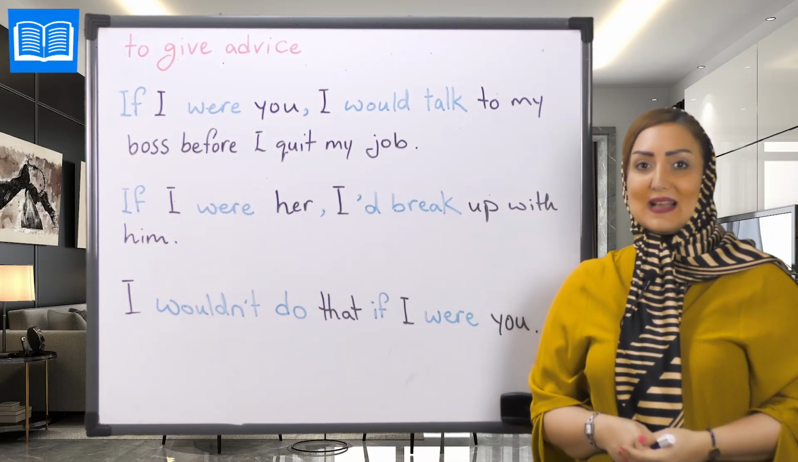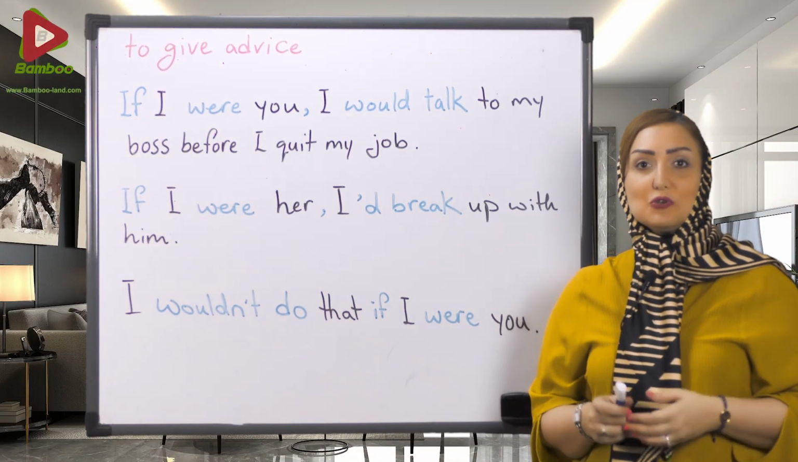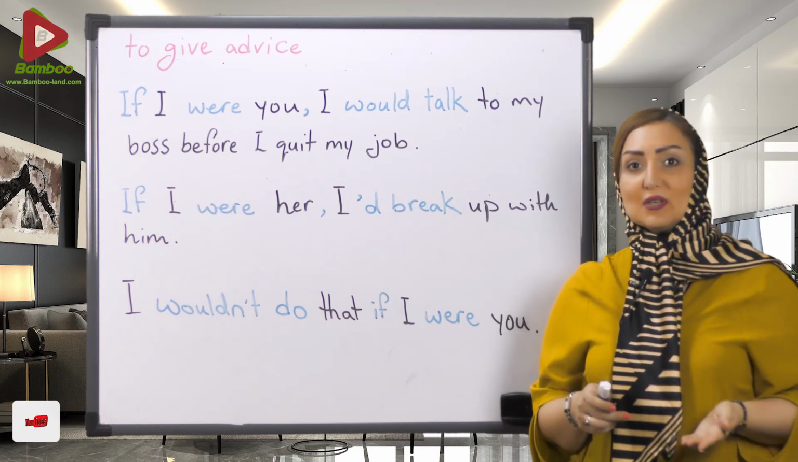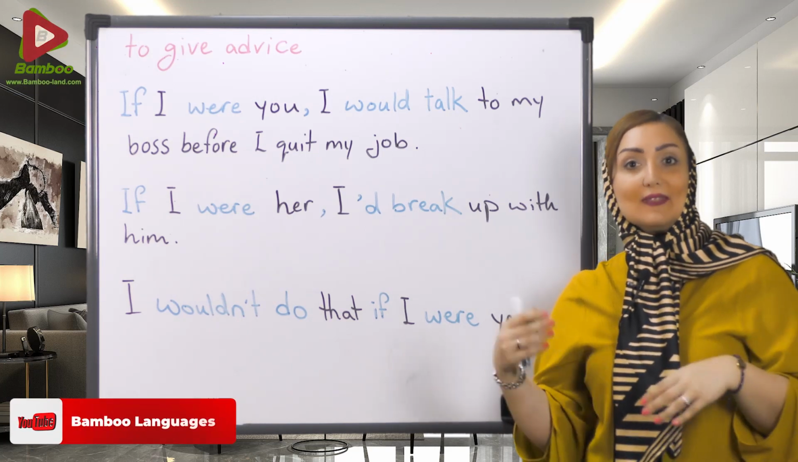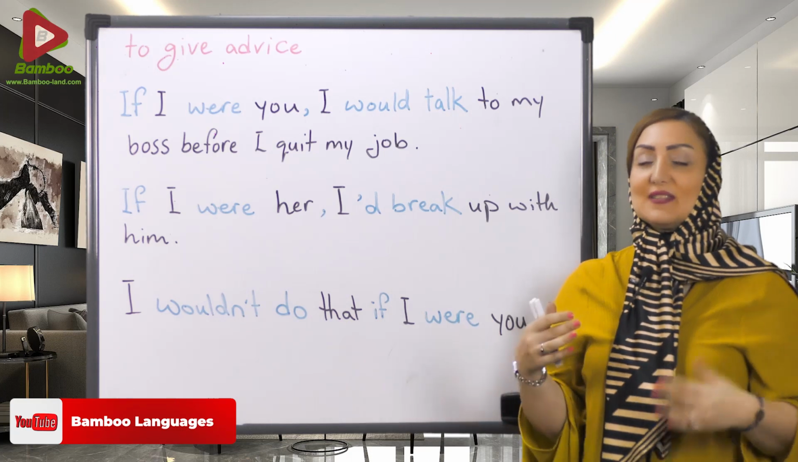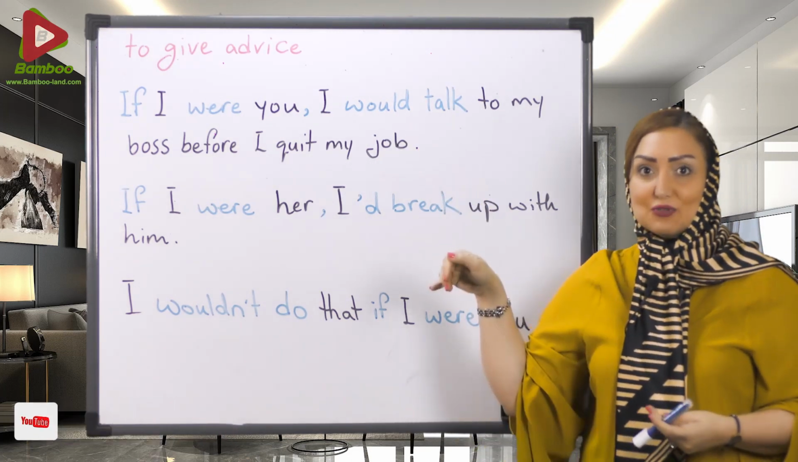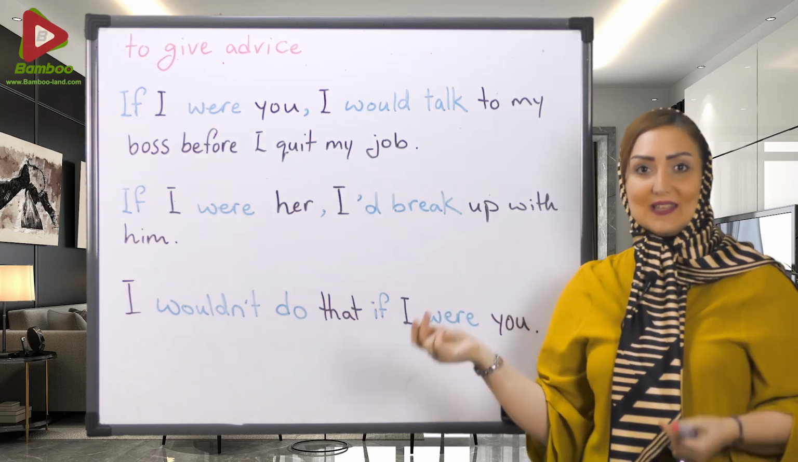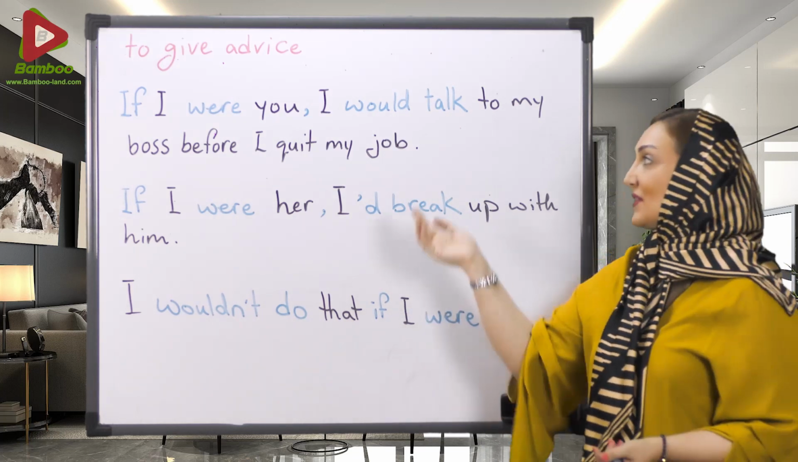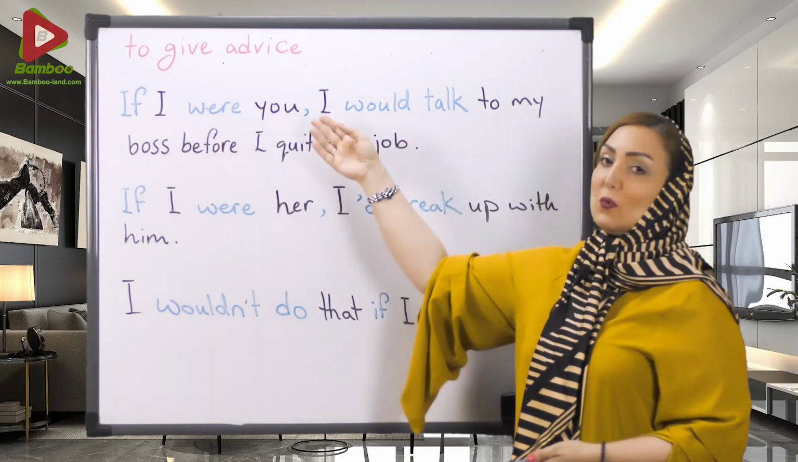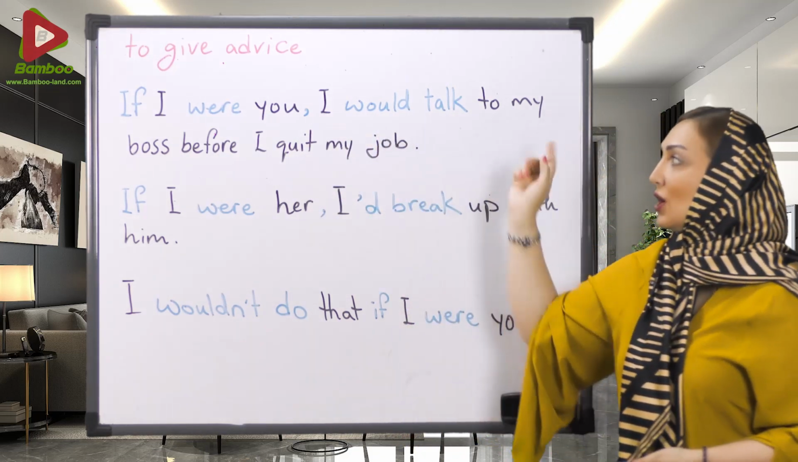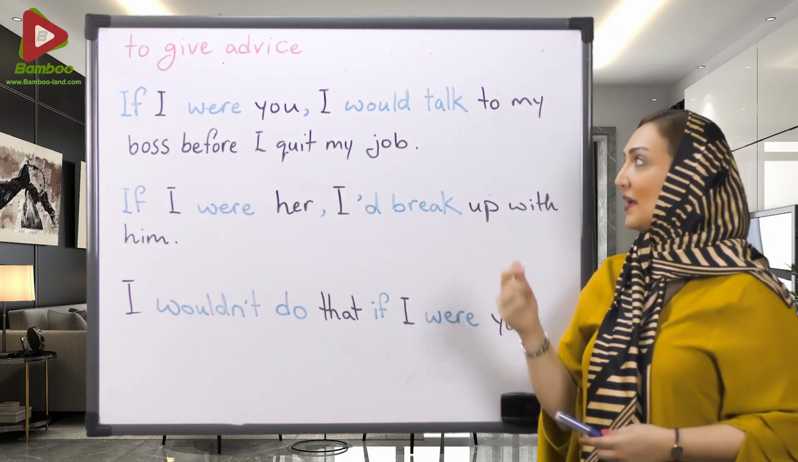When someone asks you for your advice, you usually try to imagine what you would do in that situation and share that with them. That is to give advice to someone. And in this situation, we can use the second conditional sentences. For example, if I were you, I would talk to my boss before I quit my job.